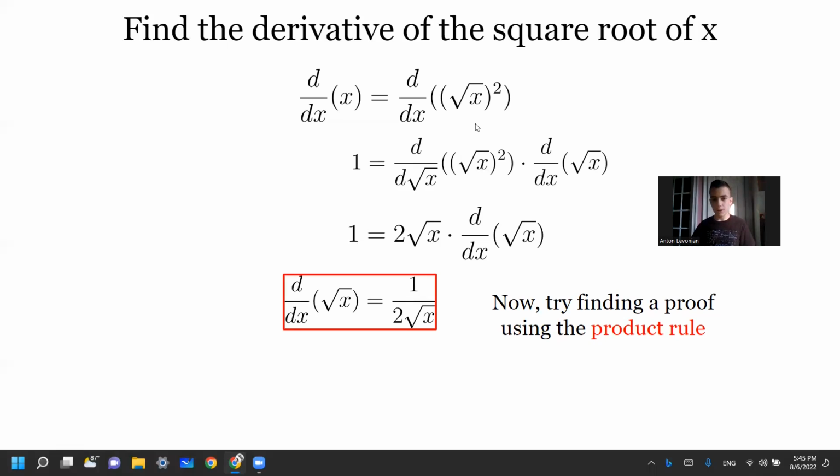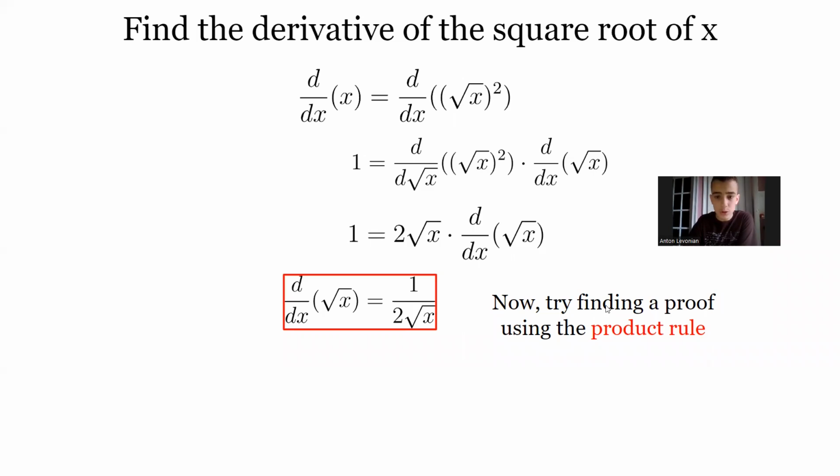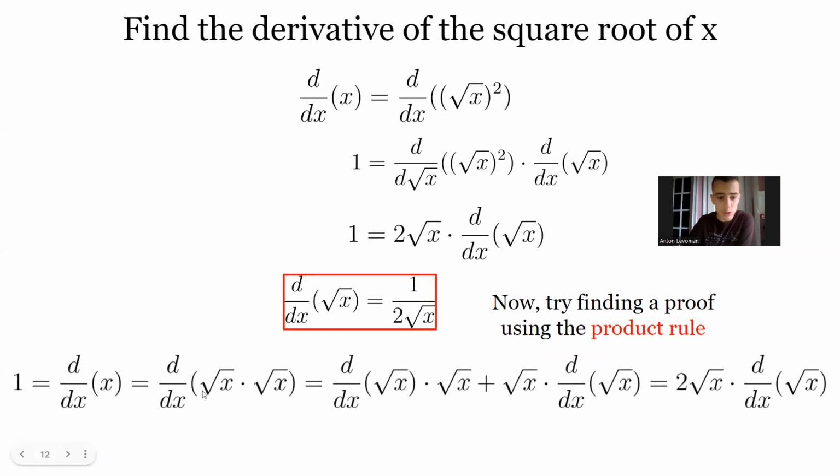Okay, so I'm going to resume my screen share, and this right here is what I was asking about: the proof using the product rule. It requires a bit of an unconventional application of the product rule. So this proof would require you to think outside the box. What we do here is we rewrite x as root x times root x. This is the same thing as rewriting it as root x squared.